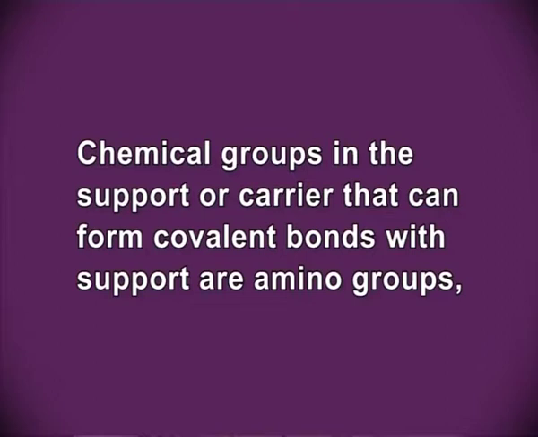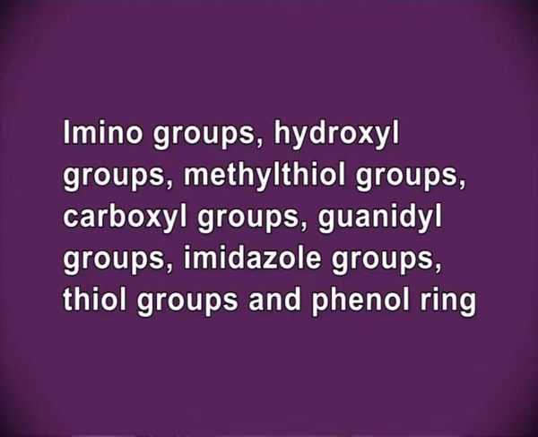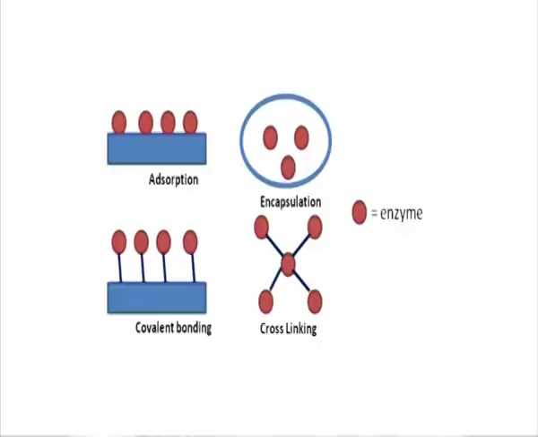Chemical groups in the support or carrier that can form covalent bonds with the enzyme are amino groups, imino groups, hydroxyl groups, methyl thiol groups, carboxyl groups, guanidyl groups, imidazole groups, thiol groups, and phenol rings. Figure 3 depicts types of techniques used for immobilization of enzymes.